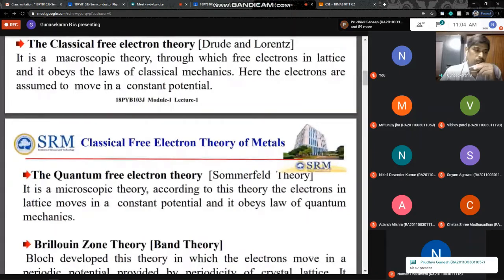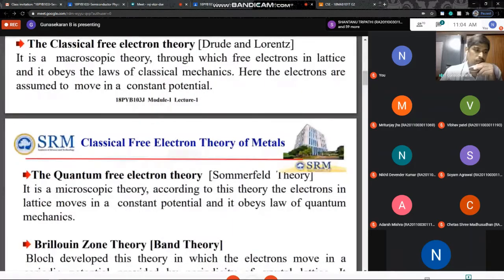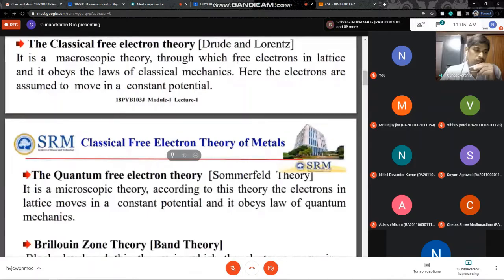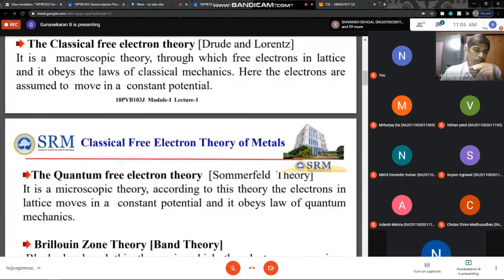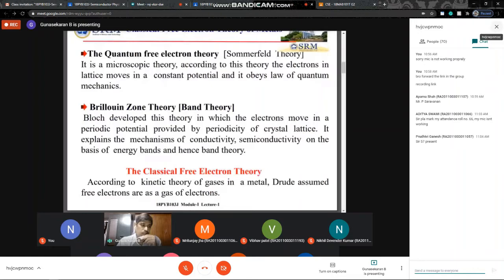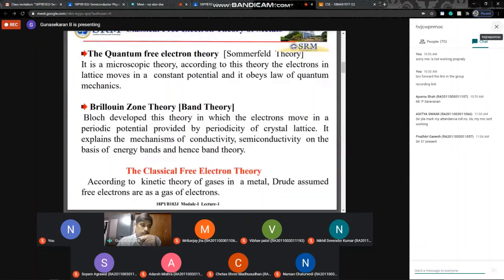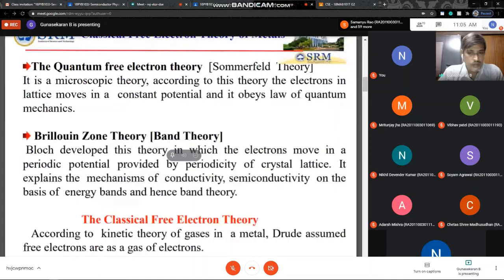For example, why semiconductor materials behave the way they do. The conducting property of semiconductors is explained by band theory, whereas in quantum free electron theory the electron moves in a constant potential. But in the band theory of solids, the electrons move in a periodic potential, not a constant potential, provided by the periodicity of the crystal lattice. It successfully explained the mechanisms of conductivity, semiconductivity, and the basis of the energy bands.